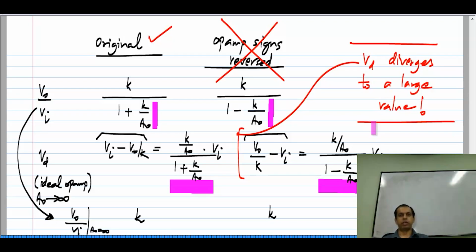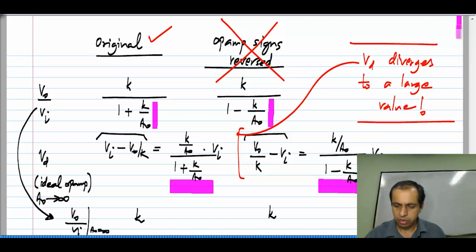Now, exactly why they will diverge, we will not be able to analyze here, because our model of the op amp, which is just a control source, is a simplified model. It does not include any of the dynamics of the op amp. If you do put in the dynamics of the op amp and analyze it, you will see that the difference voltage diverges to a very large value.